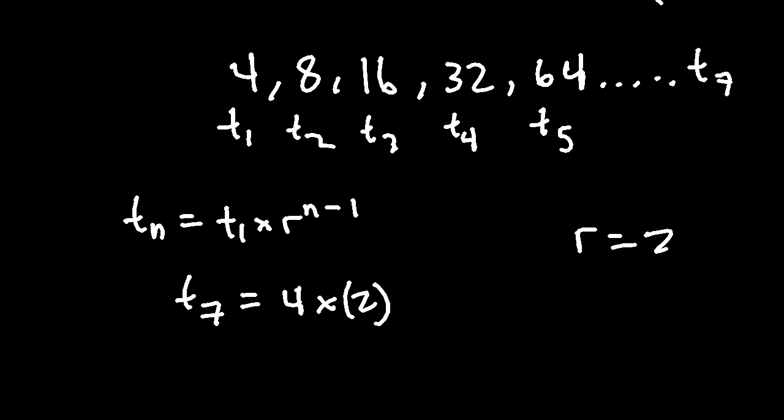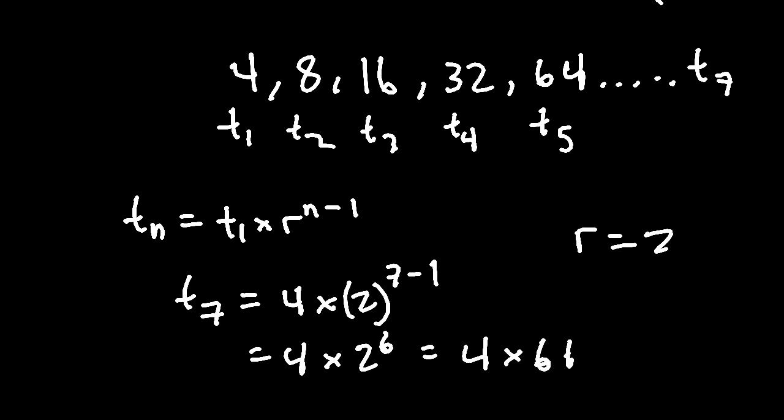So 2 to the power of 7 minus 1, so 4 times 2 to the 6. So it's 4 times 64, since 2 to the 6 is 64, and 4 times 64 is 256. So that's term 7.